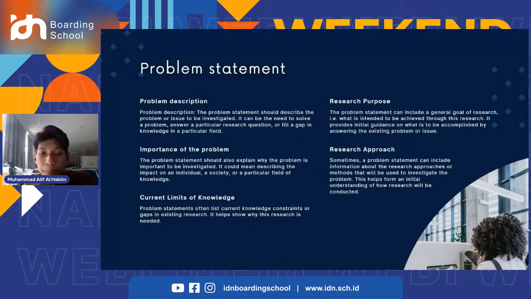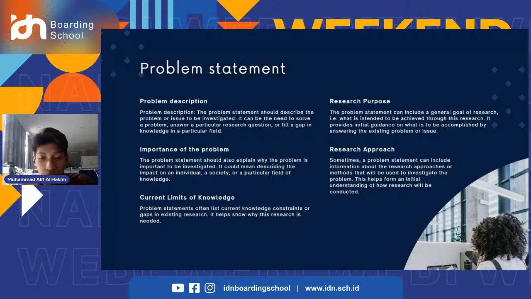Fourth, research purpose. The problem statement can include a general goal of research. What is intended to be achieved through this research? It provides initial guidance on what is to be accomplished by answering the existing problem or issue.